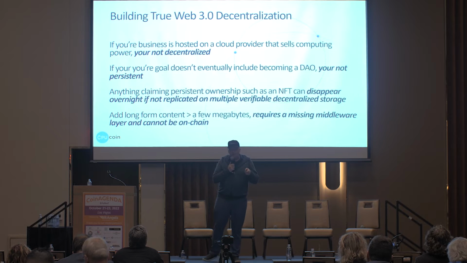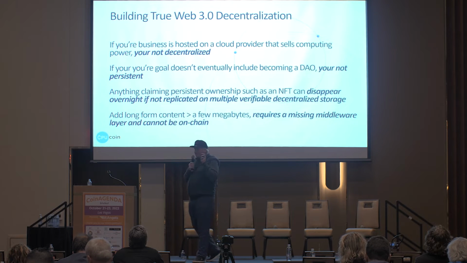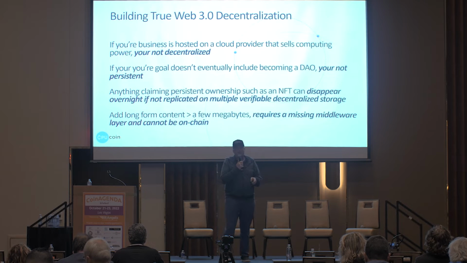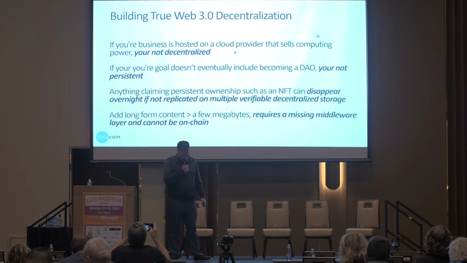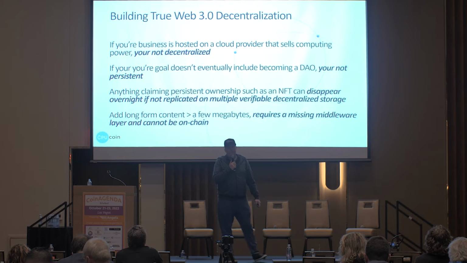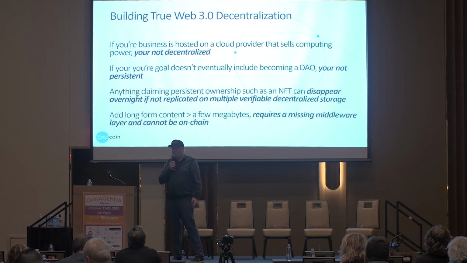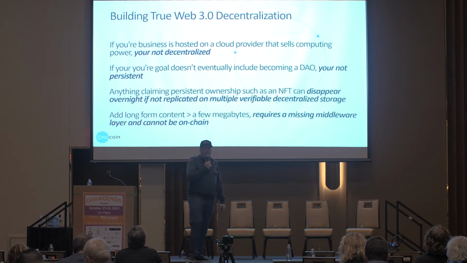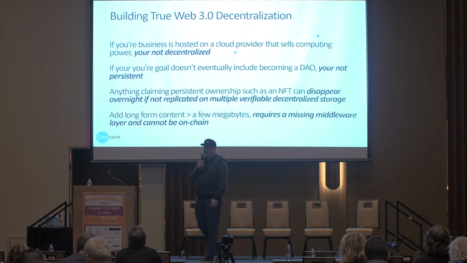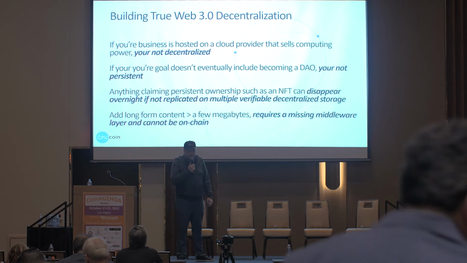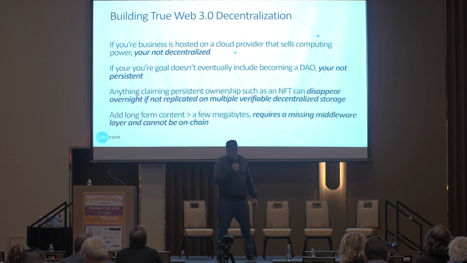Anybody claiming persistent ownership, such as an NFT, that can disappear overnight if it's not replicated on multiple verifiable decentralized storage devices. I know this for a fact. I know somebody who actually has his own IPFS node to save money, and his NFTs are being rendered on his own IPFS node. So what does that mean? Well, if that hardware crashes, you don't have an NFT anymore. That's just a fact. The data is gone. So you have to have a replicated, multiple verifiable decentralized storage solution.